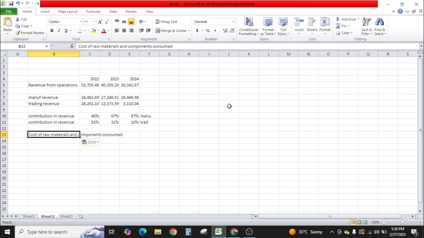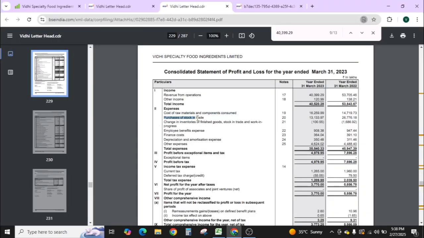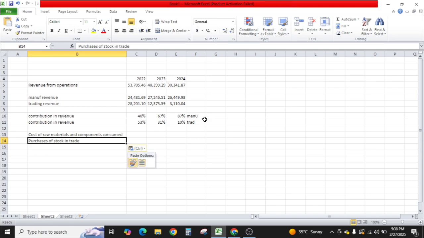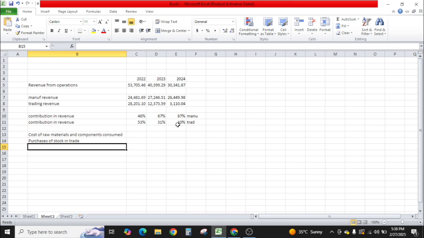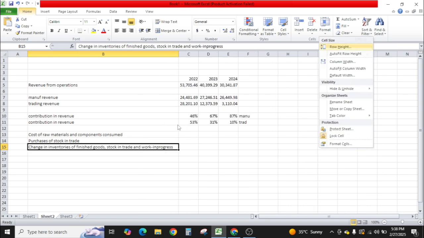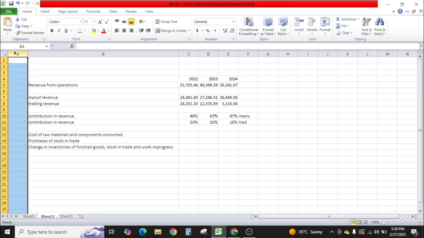Cost of raw material, purchase of stock in trade, and change in inventory of finished goods, stock in trade, and work in progress. Now, pay a little attention.